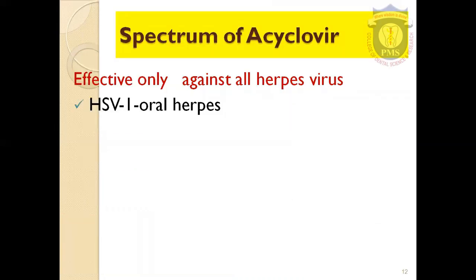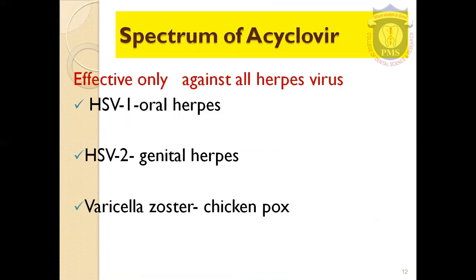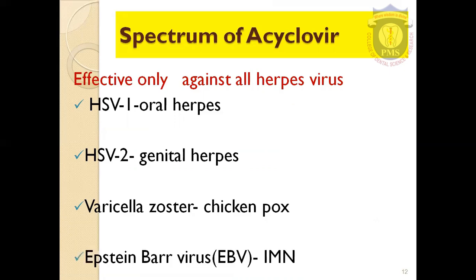The spectrum of acyclovir is effective only against herpes viruses such as HSV1, which causes oral herpes, and HSV2, which causes genital herpes. It is also active against varicella zoster virus, which produces chickenpox. It is also effective against Epstein-Barr virus, which is the causative organism of infectious mononucleosis.